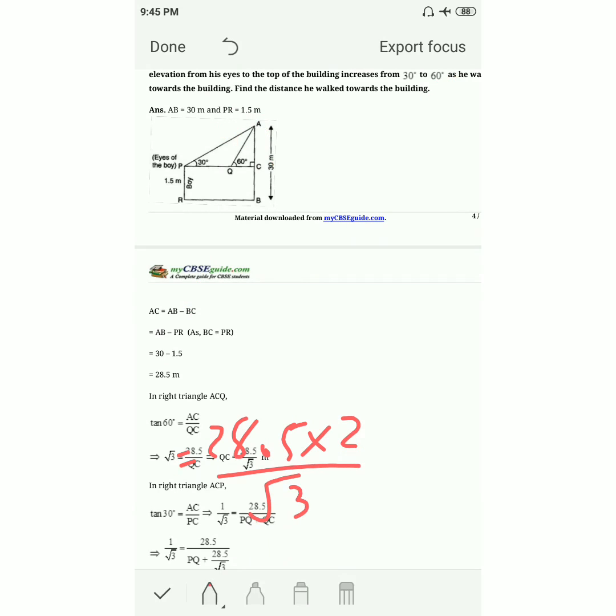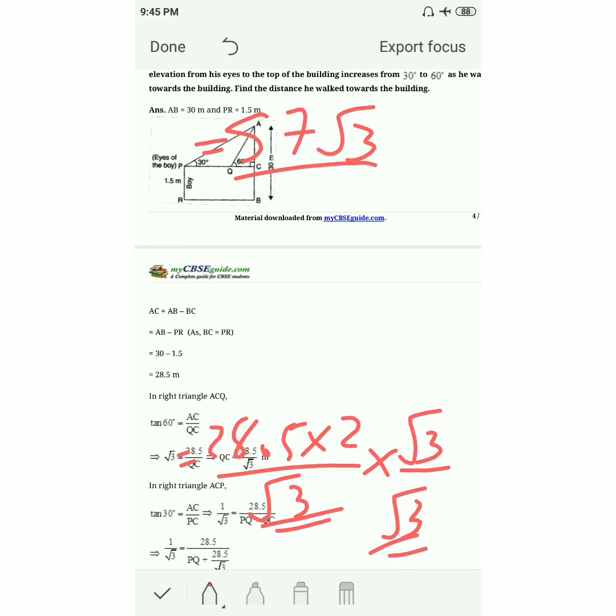Now here we need to rationalize the denominator because this is our answer. So multiply and divide by under root 3. First of all, in the numerator, 28.5 into 2, it's 57 under root 3, divided by under root 3 into under root 3, only 3. The 3 cuts with 57 because 19 3s are 57. So finally we get 19 under root 3 meter.